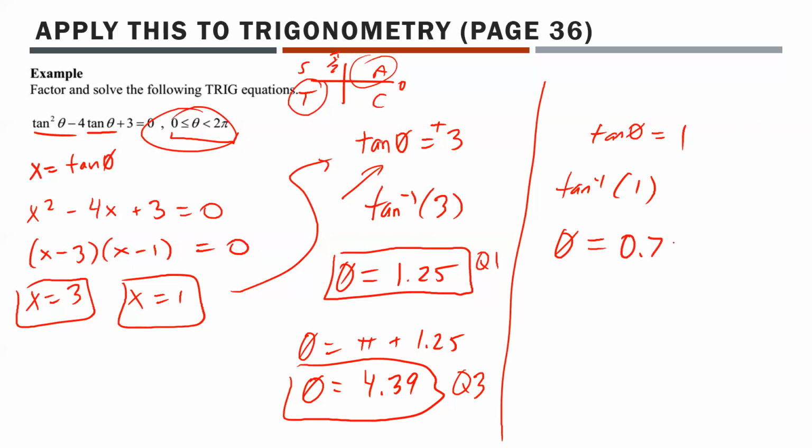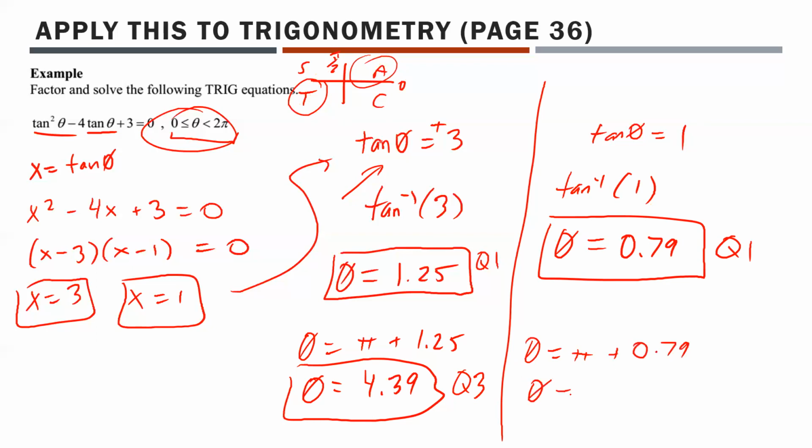So 0.79, that would be our angle in quadrant 1. And of course, because that's in quadrant 1 and we realize that tan here is a positive number, we could also be in quadrant 3 based on the CAST rule. So we need to find our other angle, pi plus 0.79, which gives us our other angle as being about 3.93. And that, of course, is your angle in quadrant 3. Anyway, let's move on. Let's try a different one.